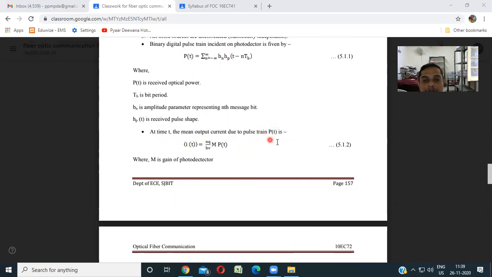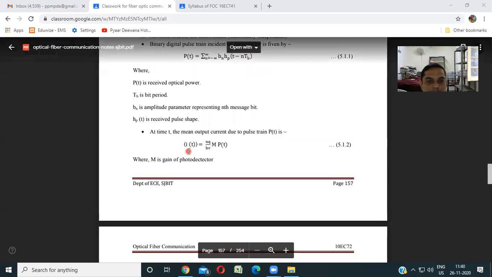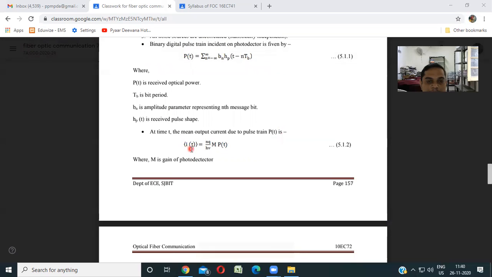P of t is an optical power. Because of this optical power incident at a particular time on a photodetector, how much current is generated at the output of the photodetector? That is given by this equation. So I of t is the current at a particular time. How much current is generated at the output? That is given by ηqMP(t)/hν. So this is nothing but the responsivity.